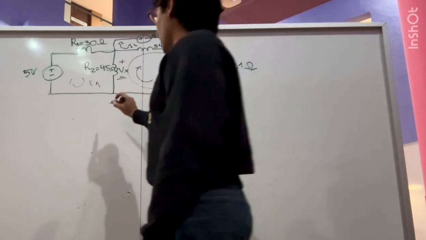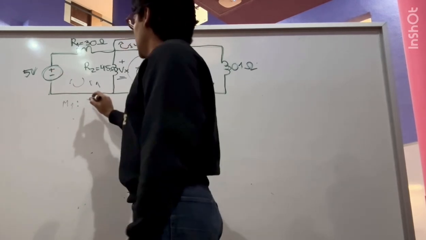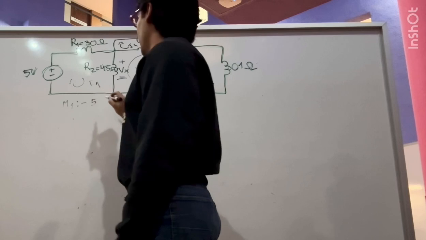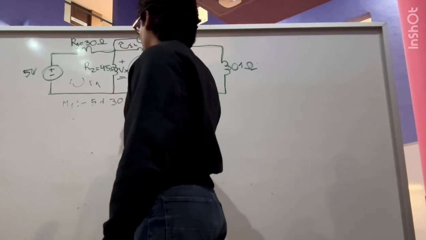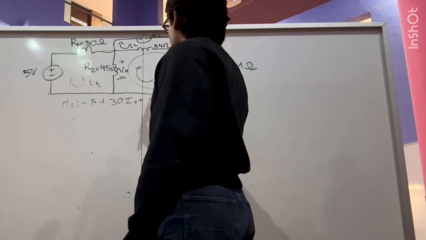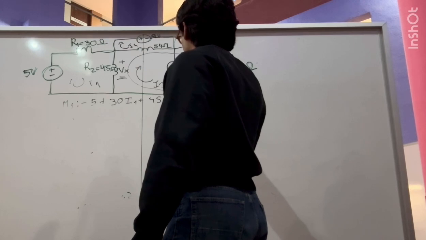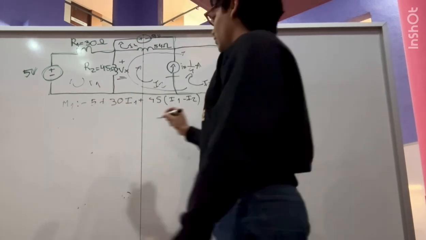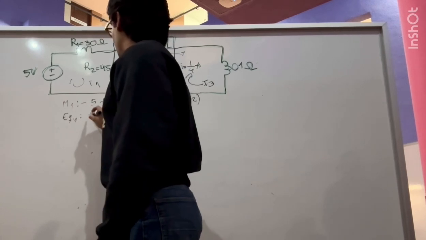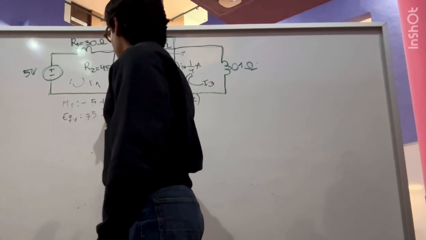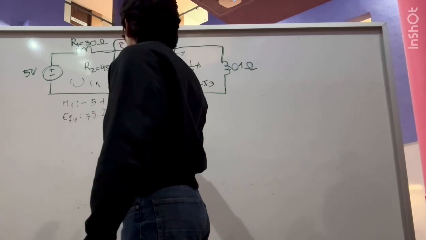Let's start by solving mesh 1. So in mesh 1, we have a 5-volt source that's entering the negative, so it's going to be minus 5, plus 30 ohms, which are only acting on the current, so it's going to be I1, plus 45 multiplied by I1 minus I2, since this 45 is acting on both current sources. For this, we're going to have equation 1, which is equal to 75 I1 minus 45 I2 equals 5.